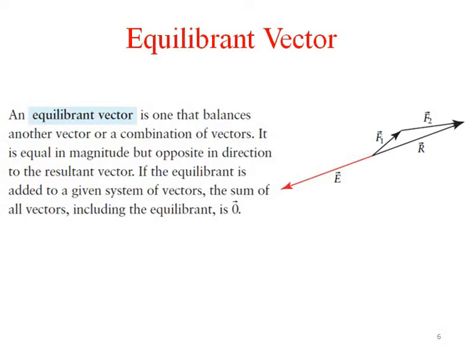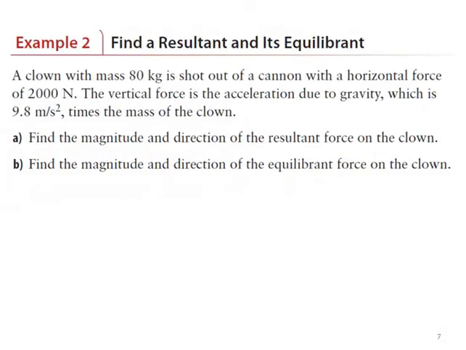Now let's see the concept of equilibrant vector. An equilibrant vector is one that balances another vector or a combination of vectors. It is equal in magnitude, but opposite in direction to the resultant vector. If the equilibrant is added to a given system of vectors, the sum of all vectors, including the equilibrant, is going to be 0. Let's see the next example.